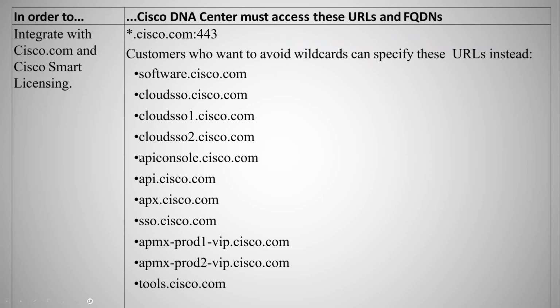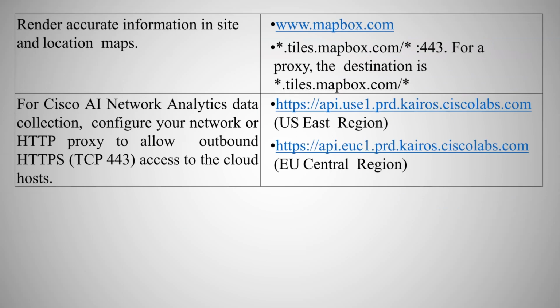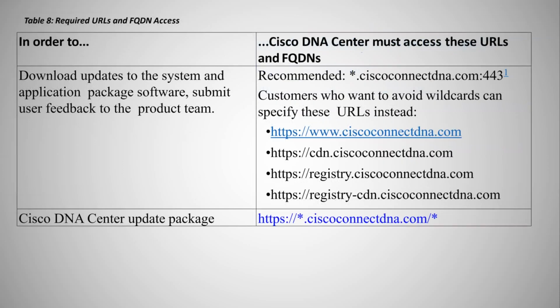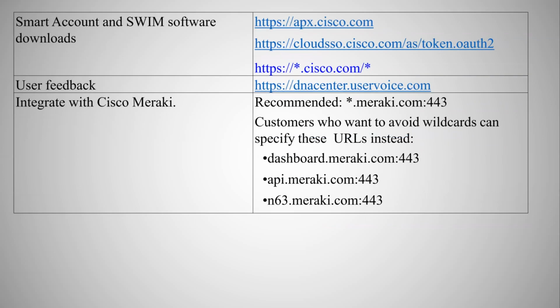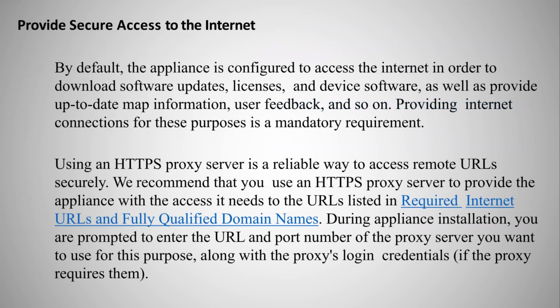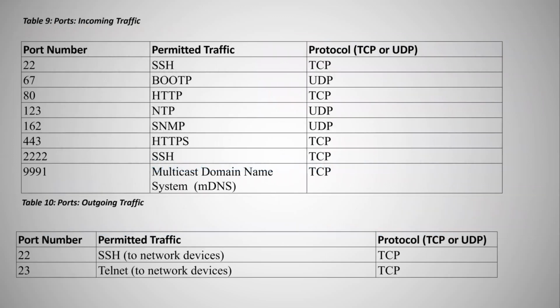All right. So likewise, we have to go and allow these URLs for different purposes. If you go and check the list, you'll find the purpose related to AI, SWIM, Meraki integration, smart account, communications, then the upgrade for DNA. So this is the list of URLs we have. Okay, so we can go and allow these URLs. Now, if we are using a proxy in between, we should use the proxy feature as well. If the DNA is behind the proxy, we should consider that as well.